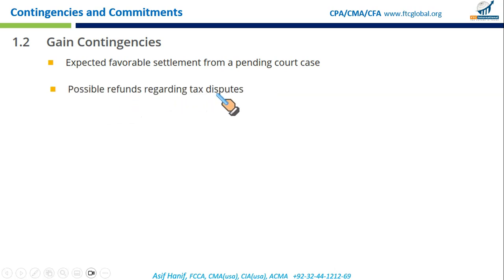Possible refunds regarding tax disputes. Let's say we have been given a tax penalty by the tax authority, the IRS. We challenge this tax penalty in a court of law, believing that the penalty was wrongfully imposed. If we expect to get this amount refunded, it is considered a gain contingency.